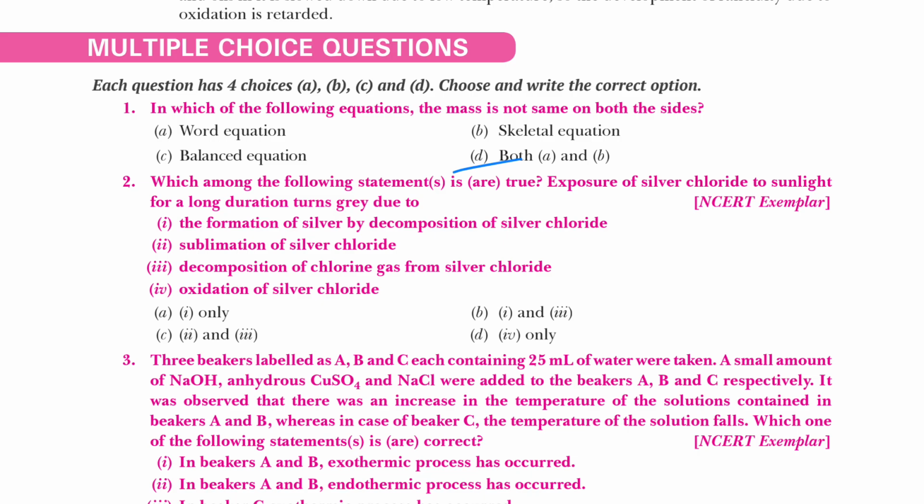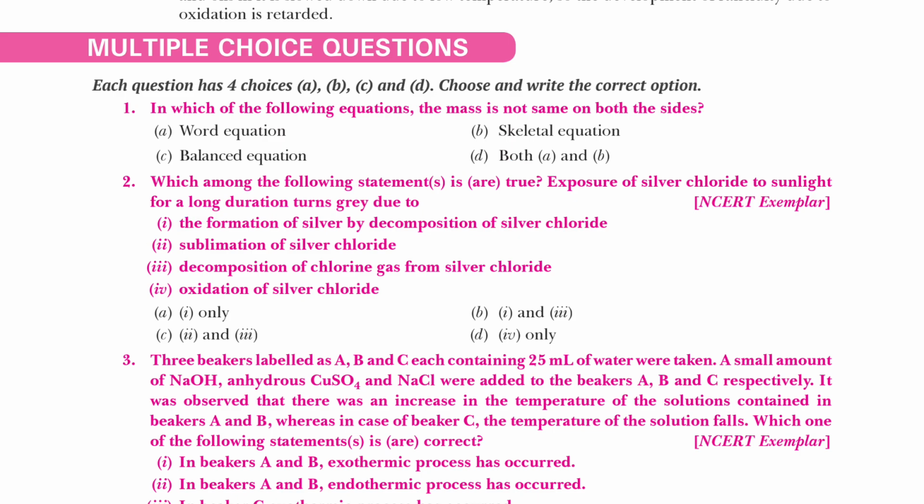Second question, which of the following is true? Exposure of silver chloride to sunlight for a long duration turns it gray, because this is a photolytic decomposition. That's why option 1 is correct. In this, silver chloride breaks into silver and chlorine gas, which is evolved out.